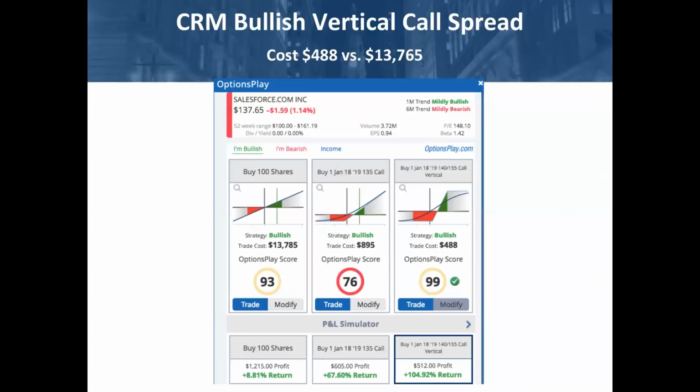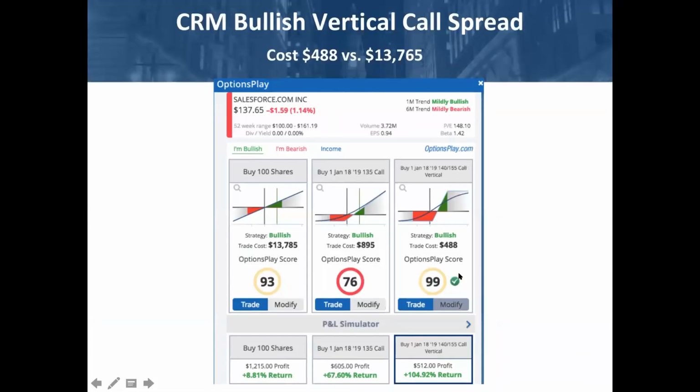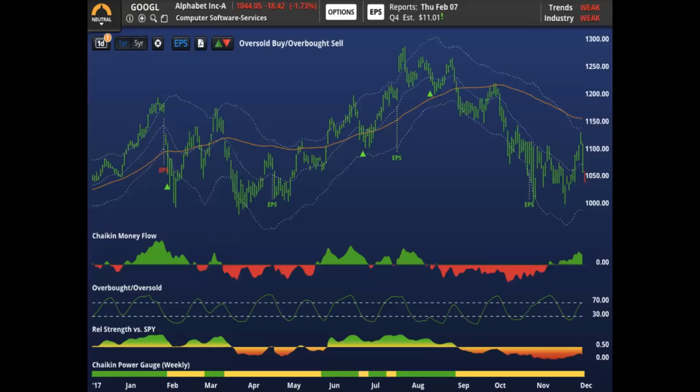Therefore, options play, which rated Amazon as a 107 with a big check mark, is rating Salesforce as a 99. So I'm going to pass on this one. Again, it's the old Warren Buffett saw that you don't have to swing at every pitch. Even though I like Salesforce, I'm going to pass. I favor Amazon and I favor Alphabet.